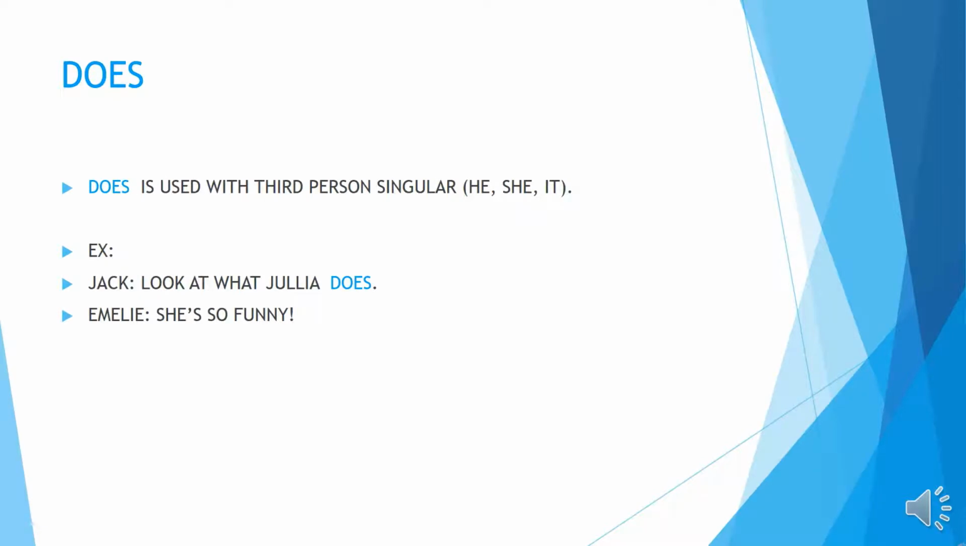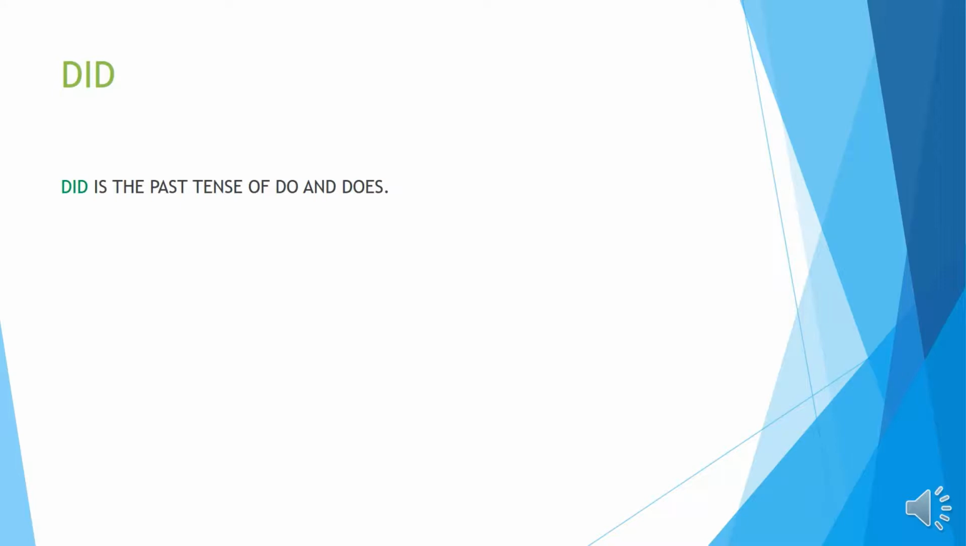Does, on the other hand, is used with third person singular, such as he, she, and it. For example, this conversation between Jack and Emily. Jack says, "Look at what Julia does." And Emily replies with, "She is so funny." Jack and Emily are having a conversation about Julia. That's what third person singular means. And did is the past tense of do and does. It's just as easy as this.